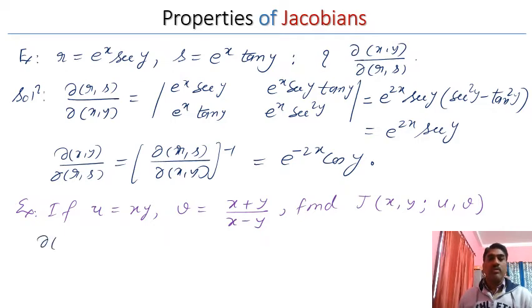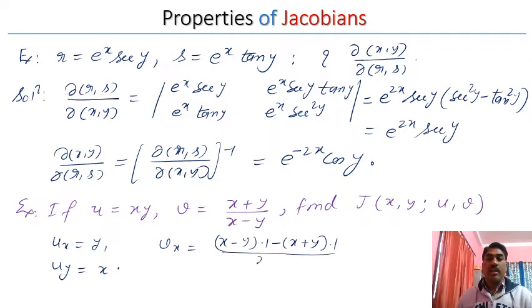So you can see that u is easy to differentiate, but v is not so easy. Each function is complicated, so it is better to first find all the partial derivatives. So ux is equal to y, uy is equal to x, and vx is equal to, applying the quotient rule of differentiation, (x minus y) into 1 minus (x plus y) into 1, divided by (x minus y) whole square. So this is equal to minus 2y divided by (x minus y) whole square.